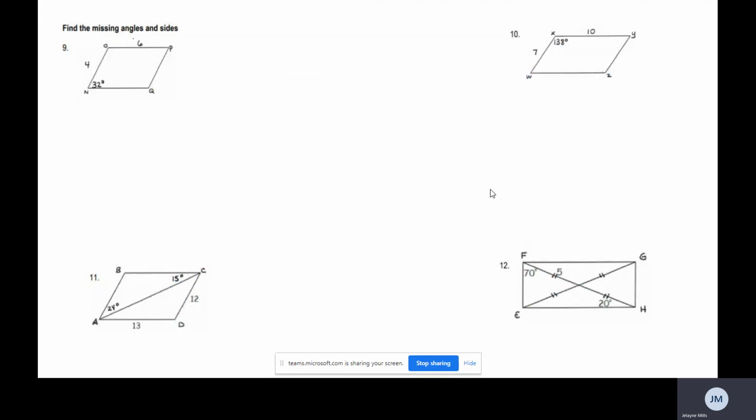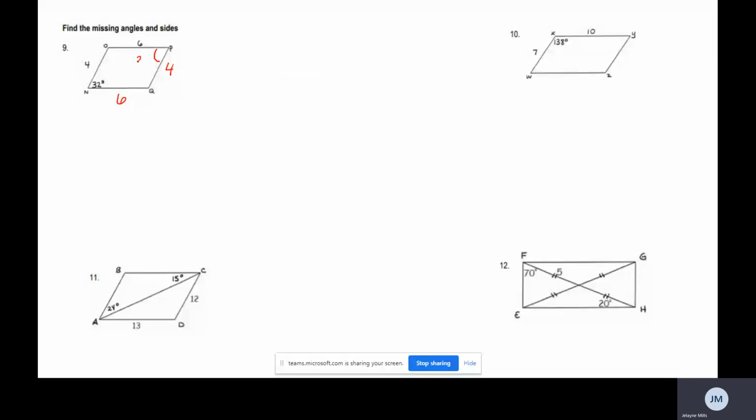Okie dokie. We're going to go over a few of these right here. The main thing about all these is you've just got to be able to know the properties. So this is a parallelogram. So this and this are the same. The opposite sides are the same. Opposite angles are the same.